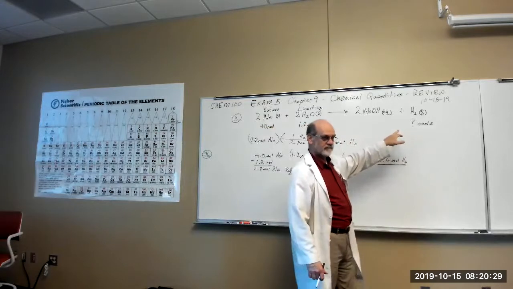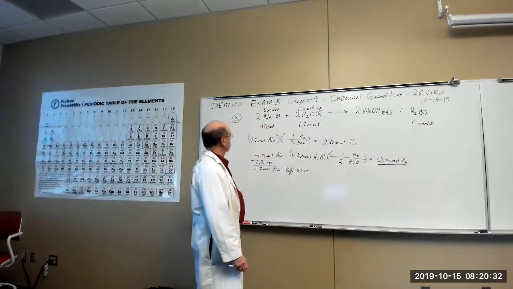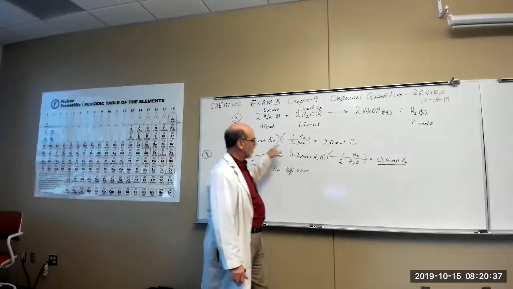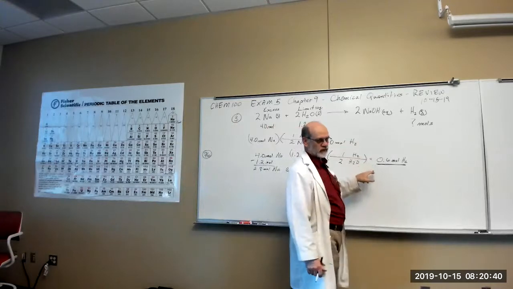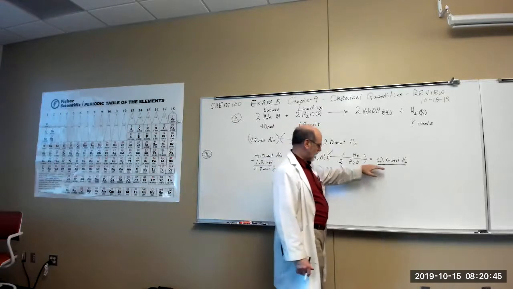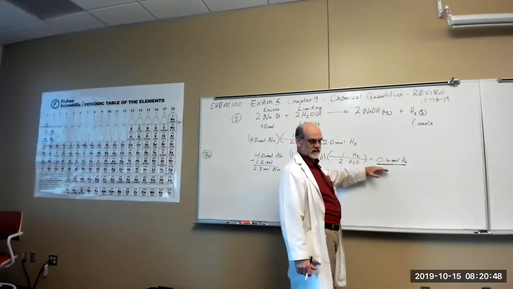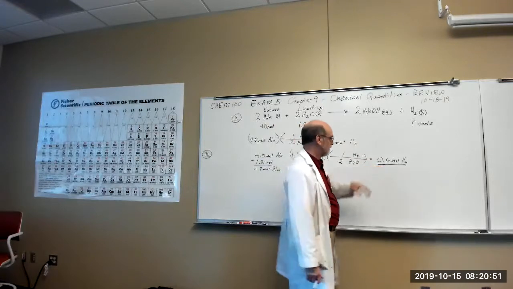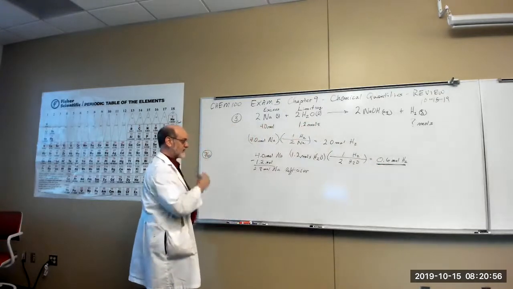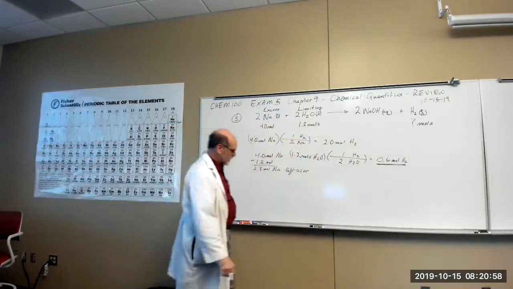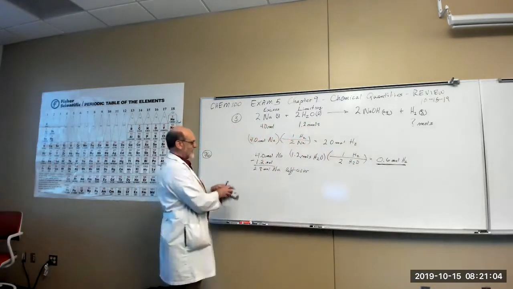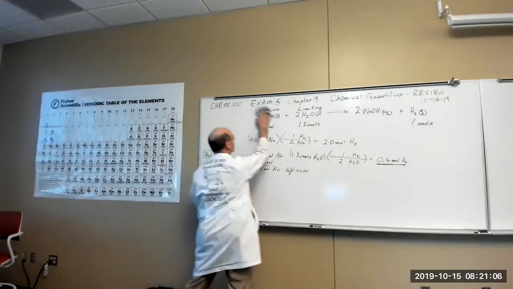Okay. So why did you have to do the top? Which one? This one? Yeah. Because only by comparing the two will you know which one's limiting, which one's excess. Right. The limiting is the one that produces the least amount of product. Well, that was number 3. Maybe we ought to do another one that talks about limiting and excess.